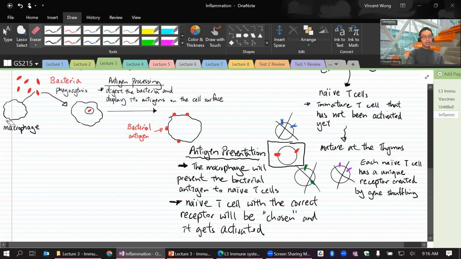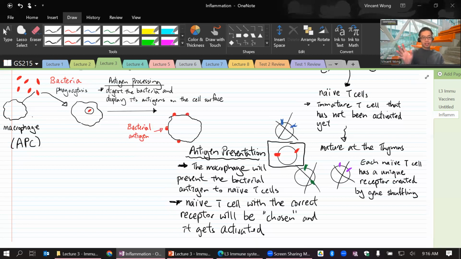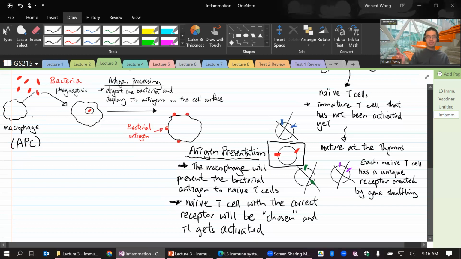So because the macrophage is able to do antigen presentation, macrophages are also known as antigen presenting cells, APC. Not all phagocytes, not everything that can eat things, is able to present antigen. Neutrophils, for example, even though they're able to eat up the bacteria, even though they are phagocytes, cannot do the presentation. So those are not APC.